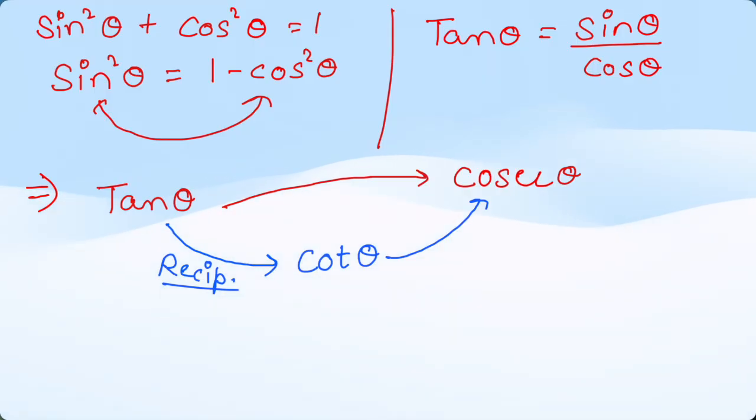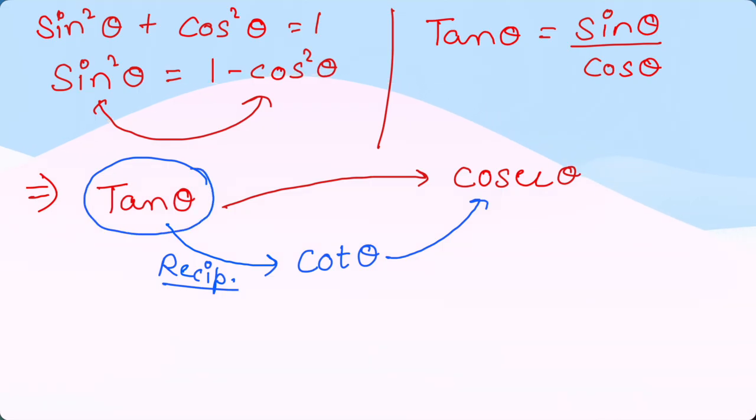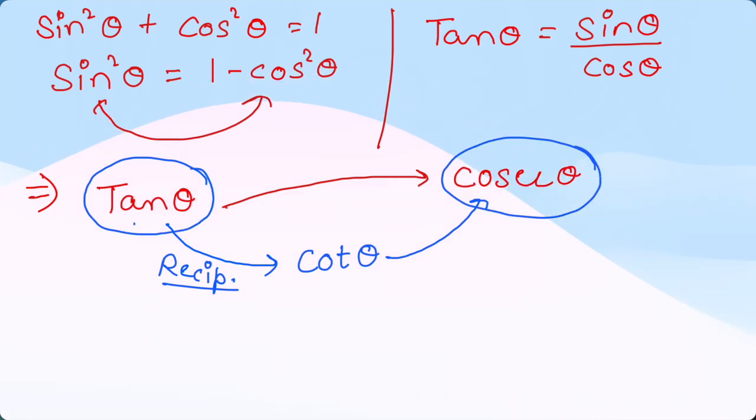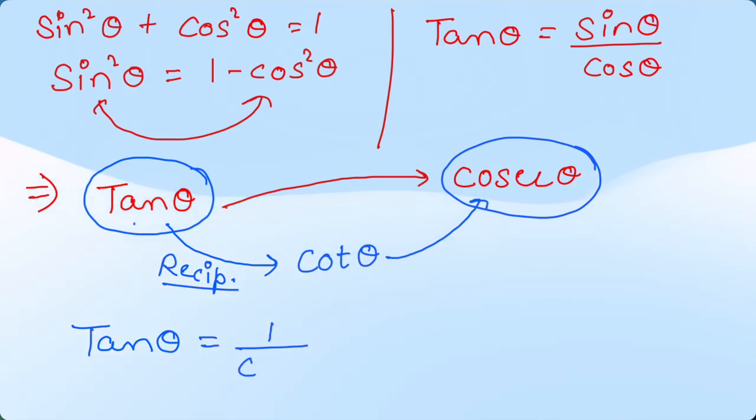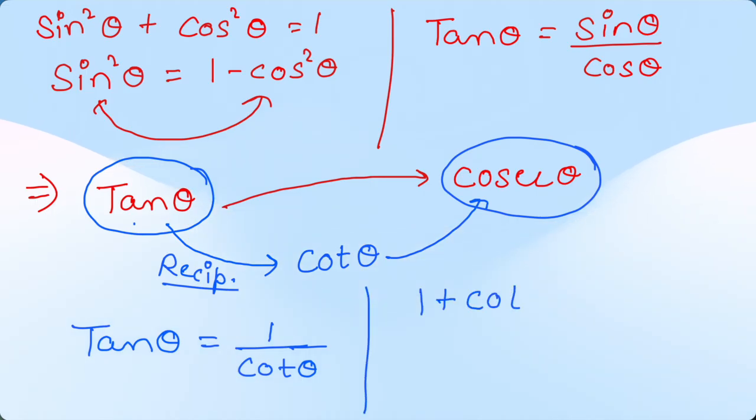How can cot be converted into cosec theta? We just learned. Very good. 1 plus cot square theta is equal to cosec square theta. So basically, if I wish to convert tan theta to cosec theta, first I should convert this tan theta to cot theta and then to cosec theta. Let's learn how. So tan theta can be written as 1 by cot theta. Is it okay? And I know one more thing, that 1 plus cot square theta equals cosec square theta.